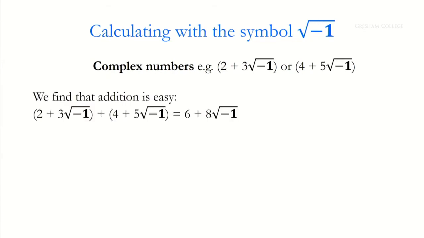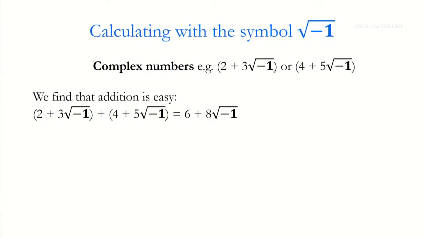Here we've got an example, which I hope is correct. When you're doing this type of thing, you spend more time trying to get the formatting right, and sometimes the actual numbers don't add up. But you see what's happening there. You're adding up the 2 with the 4, the 3 times the square root of -1 to the 5 times the square root of -1.